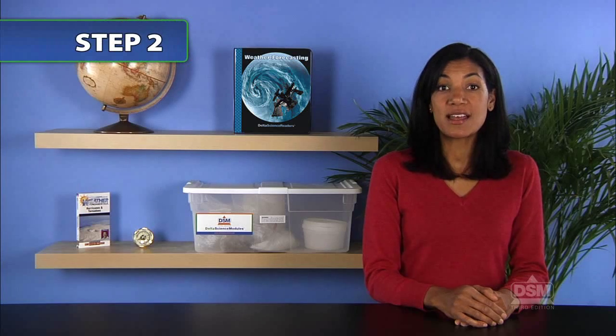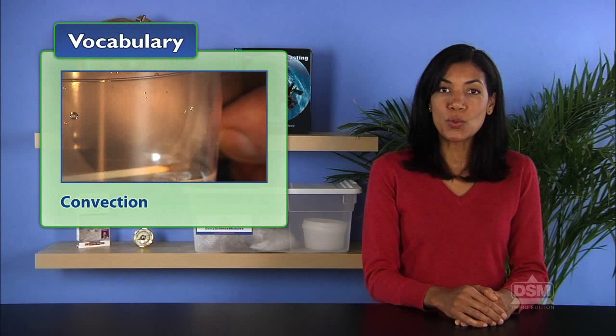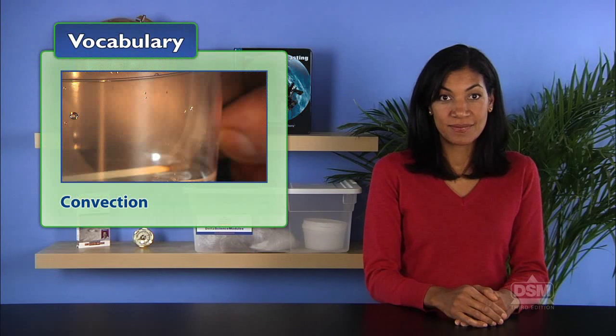Explain to students that the sun heats the surface of the earth, causing water to evaporate and rise into the atmosphere. Convection occurs when warm air rises and cool air sinks to take its place. This cool air, in turn, is heated by contact with the warm earth, so it rises, cools, sinks, and the cycle repeats. Warm air contains water vapors.